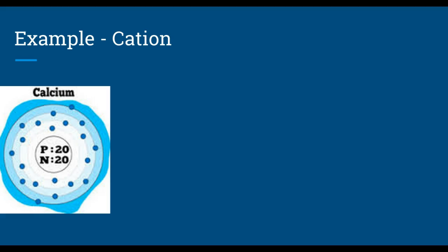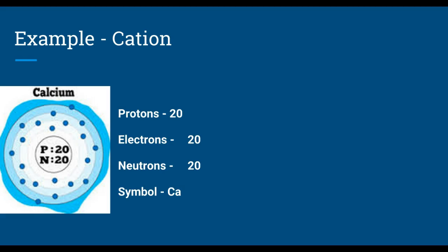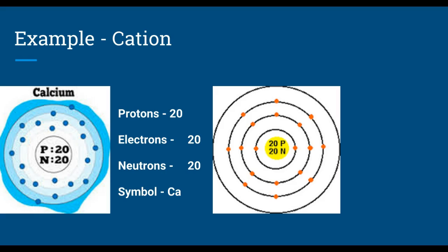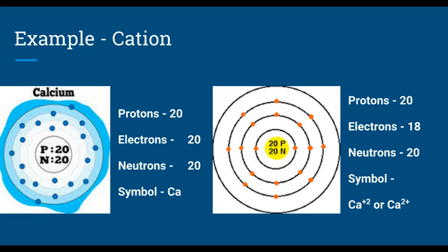Here's an example of how a cation is formed. This picture is a sample of calcium. Notice that in calcium there are 20 protons, 20 electrons, and 20 neutrons, and our symbol is Ca. To form a cation, we remove those 2 electrons on the outer energy level, so our ion will look like this. This ion of calcium has 20 protons, 18 electrons, and 20 neutrons. Because there are 2 less electrons than protons, our symbol will be Ca plus 2, or Ca2+.